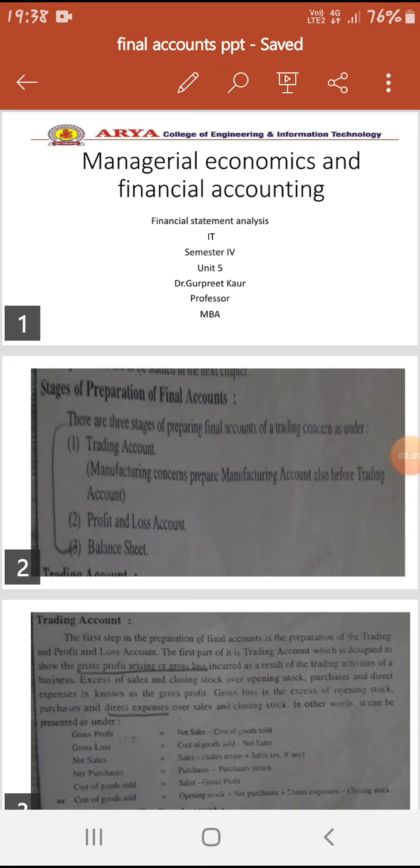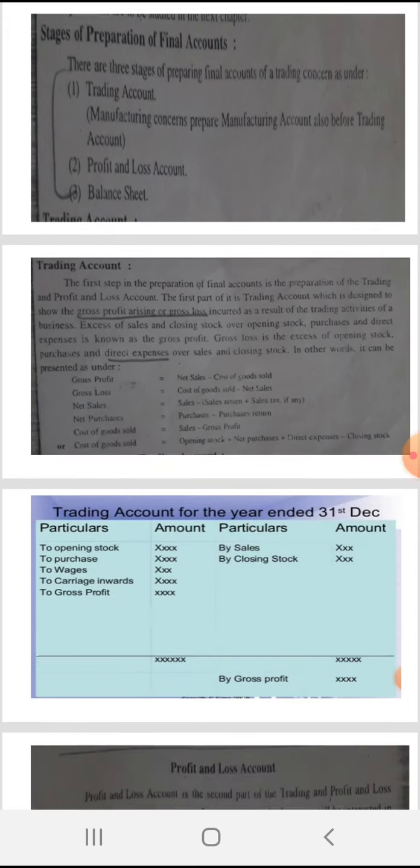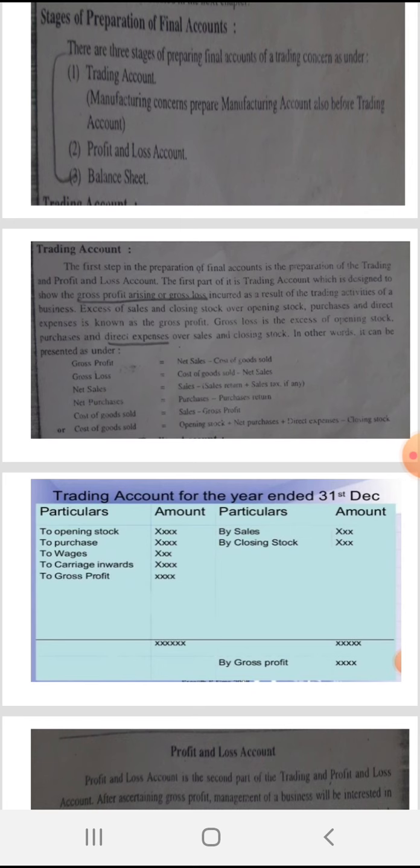Now we are going to start Unit 5, Financial Statement Analysis. First of all, let us know the stages of preparation of final accounts. There are three stages of preparing final accounts. First is trading account, second is profit and loss account, and third is balance sheet. Let us know what is trading account and how it is being prepared.